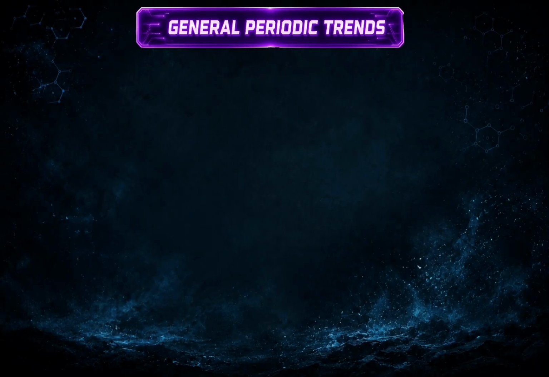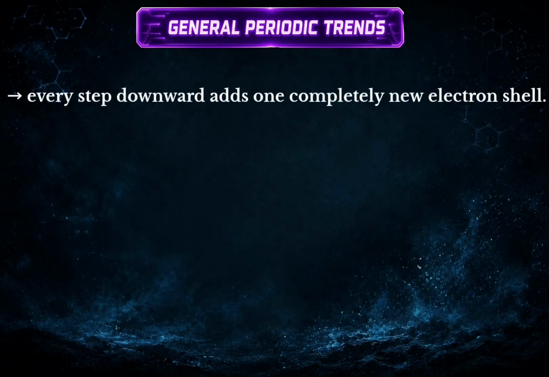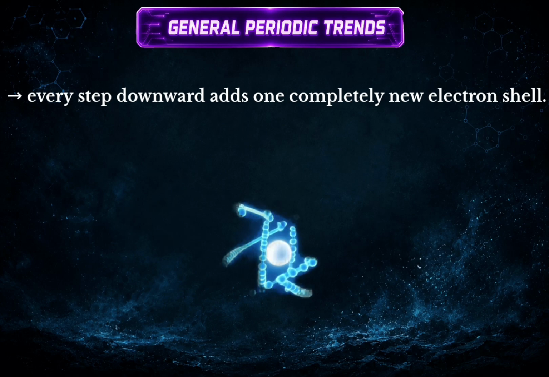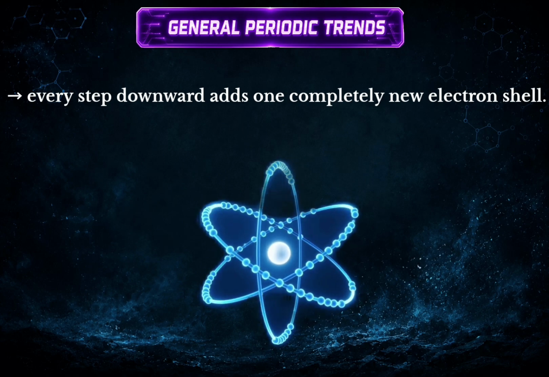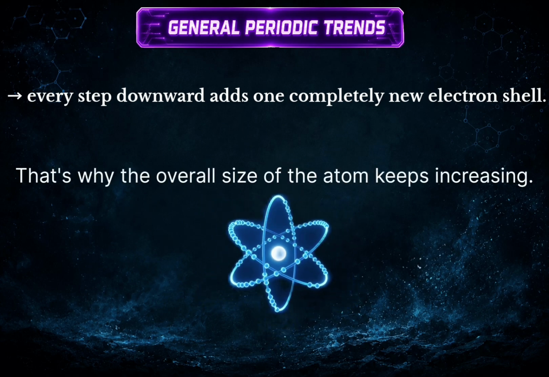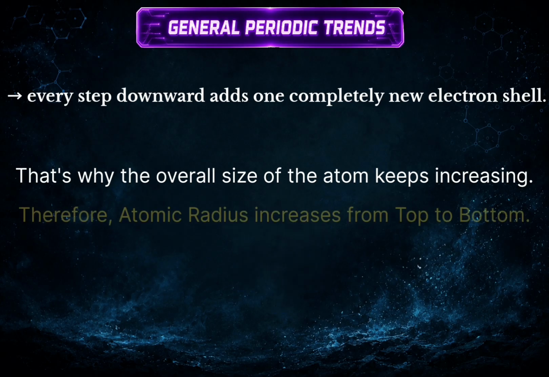But why does this happen? Because every step downward adds one completely new electron shell. As more shells are added, the outermost electrons move farther away from the nucleus. That's why the overall size of the atom keeps increasing. Therefore, atomic radius increases from top to bottom.